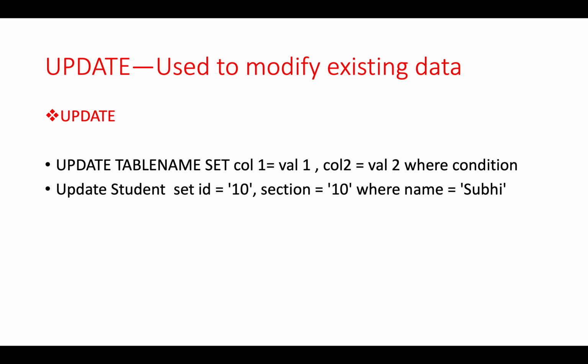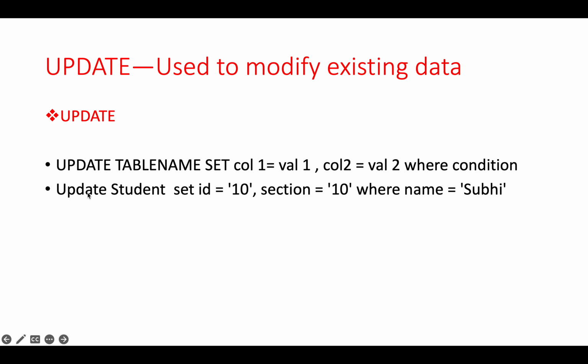The second command is update. It is used to modify the existing data. Suppose we have data and we want to change some records in it, then we can use the update command. How can we use it? We use the update keyword, then the table name, then the set keyword, then column 1 and the value of that column, column 2 and the value of that column, and then the where condition, that is, the condition on which we are updating the values. Let me give you one example.